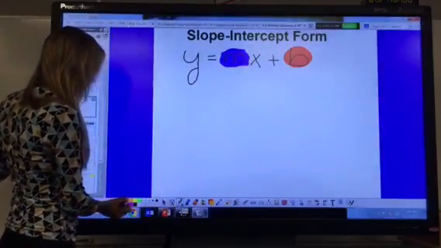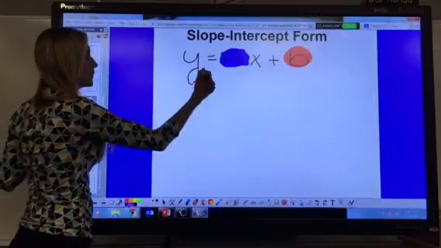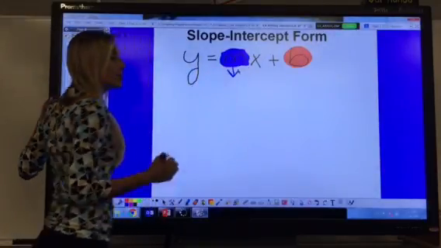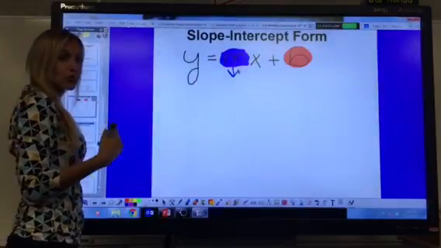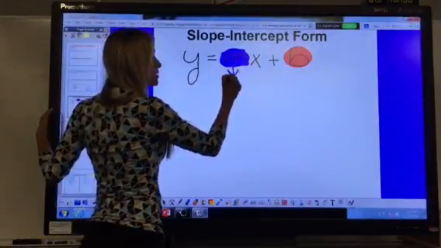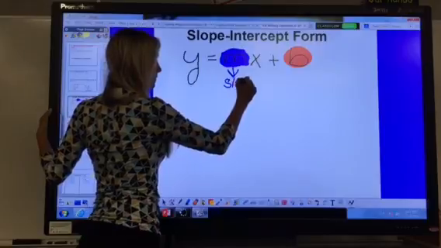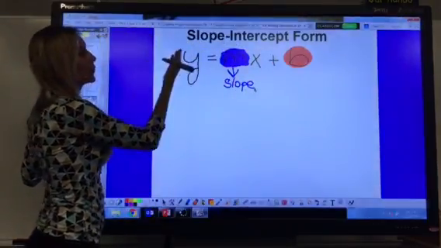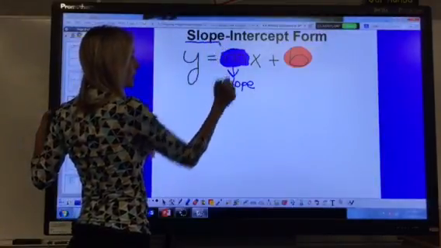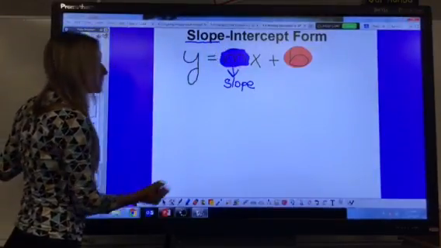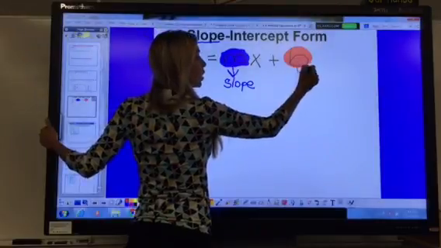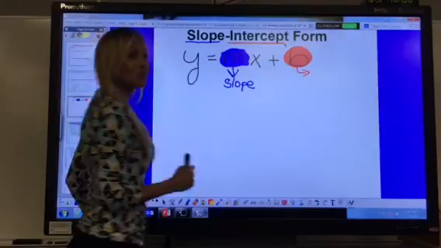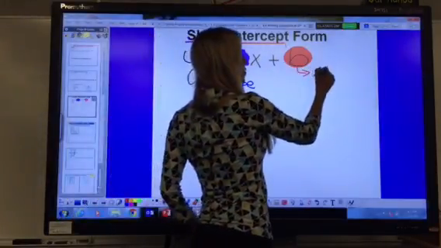When it comes to meaning, let's see, the letter M. The letter M is the rate of change. Rate of change is the slope. This is also where the equation gets the name from, right? It's a slope. The letter B stands for y-intercept. That's why the word intercept. So B is y-intercept.